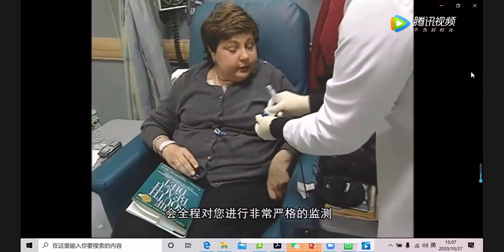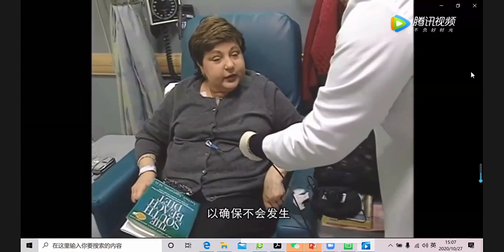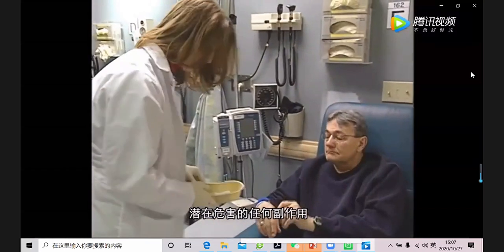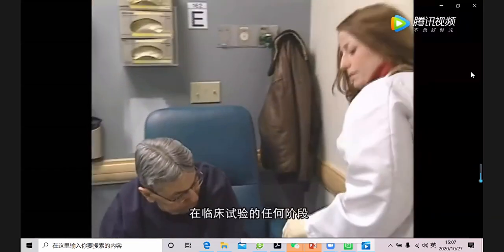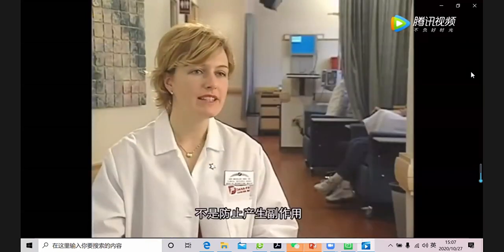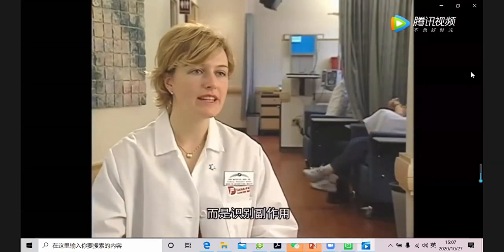During any clinical trial, you're going to be monitored very, very rigorously along the way to make sure that there aren't any side effects that are occurring that would be potentially harmful to you. Any phase of clinical trials, 1, 2, or 3, you're not preventing side effects, you're trying to identify side effects.